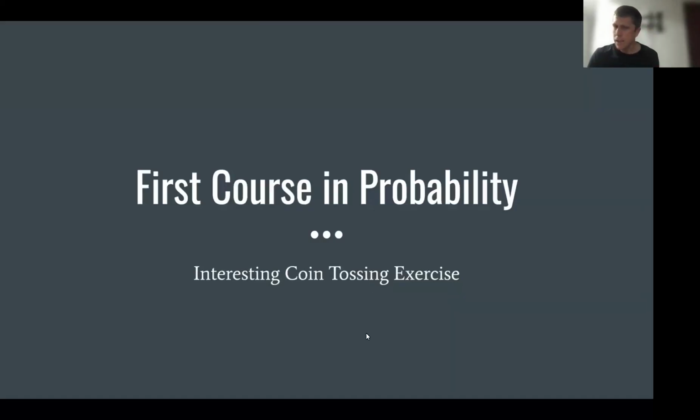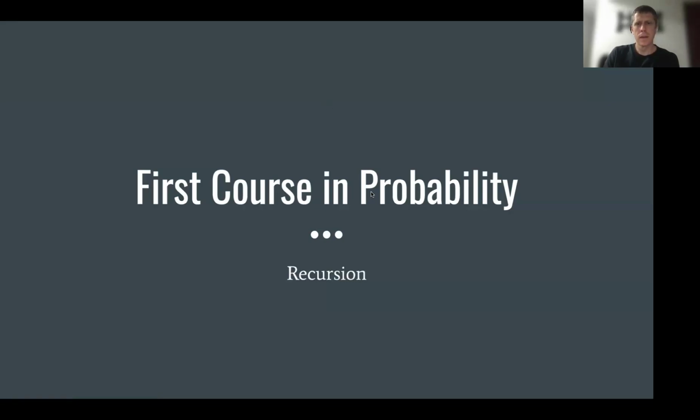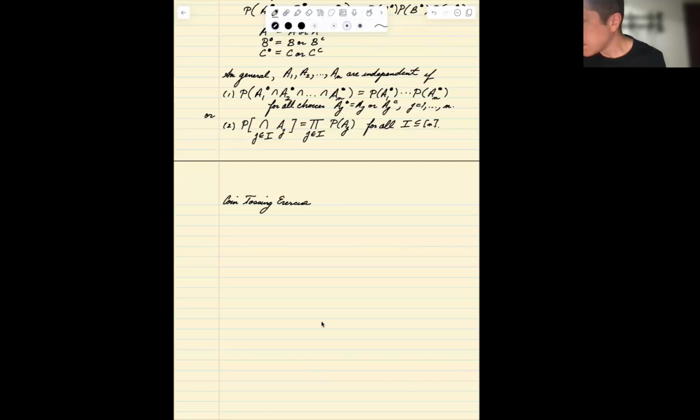Okay, now that we've defined independence, I want to do an interesting coin tossing exercise. At least I think it's interesting. Okay, so what's the deal? The deal is we're going to assume we have a coin that has a probability of P of landing heads.